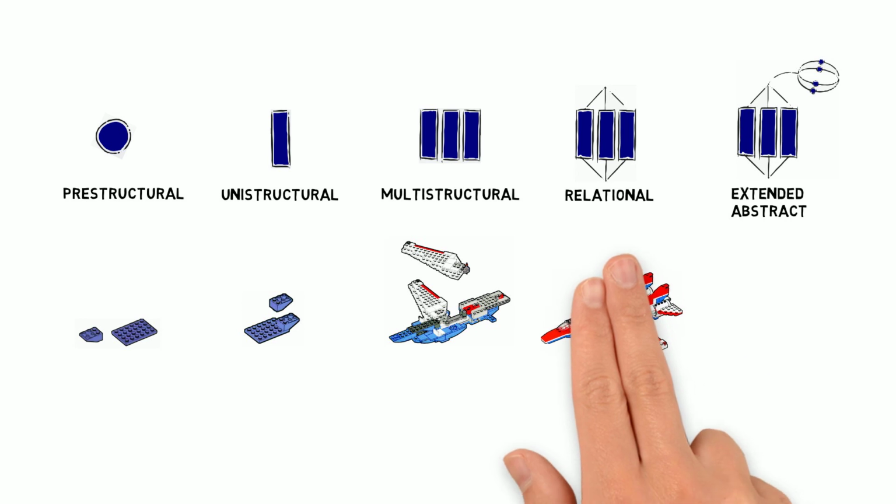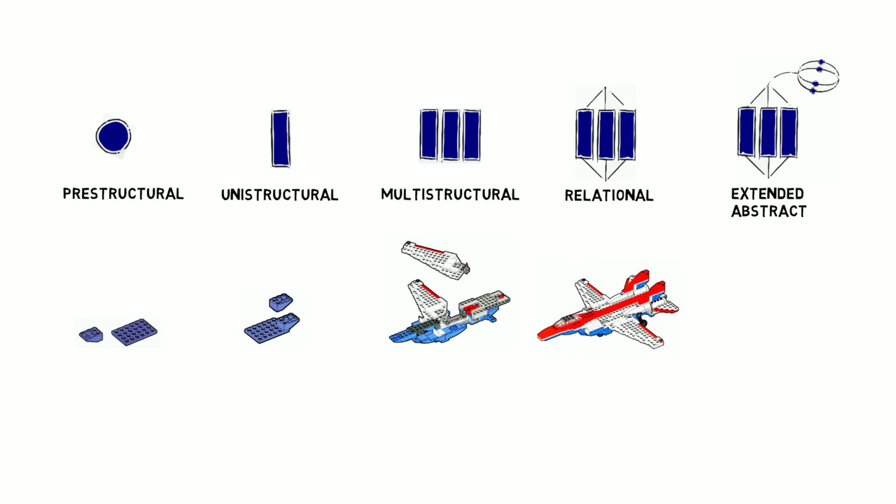Relational. The learner now brings the parts together and uses the instructions less as the whole picture becomes clearer. Extended abstract. The learner is now so confident in their understanding that they're able to explore and experiment without the instructions and create an entirely new model from their own imagination.